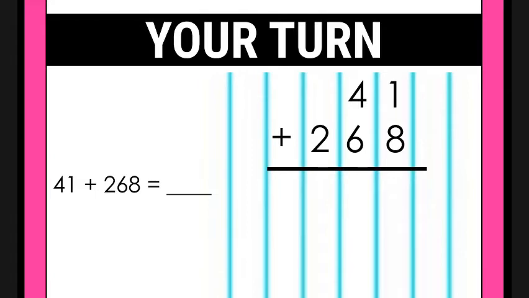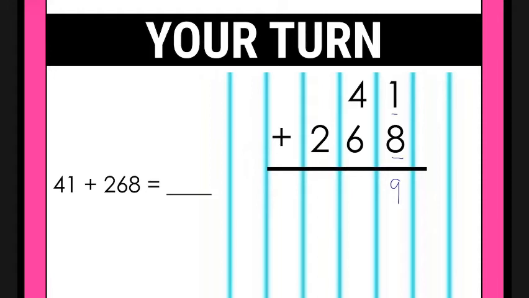Now that you have the problem written, let's go ahead and start in our ones. So right now for my ones, I am just looking at the numbers in the ones place value. So I am going to add 1 plus 8. What is 1 plus 8? 1 plus 8 equals 9. So I'm going to write my 9 in my first little row right underneath my problem.